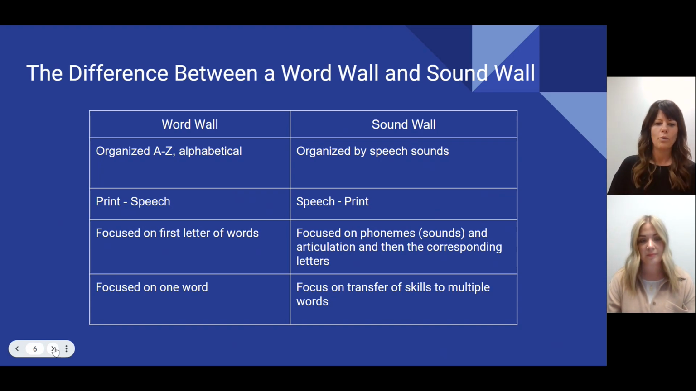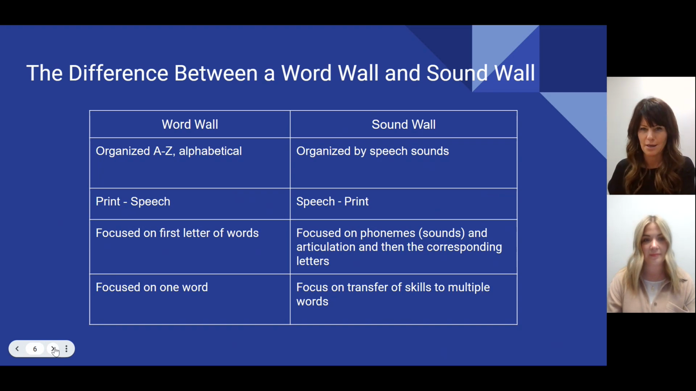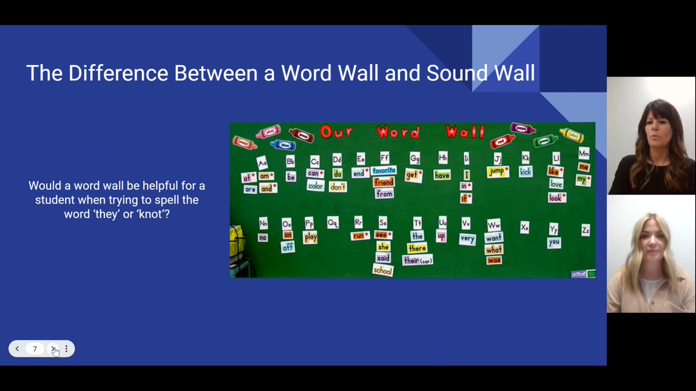Okay, with a word wall, we're focused on kind of memorizing that one word, right? With a sound wall, we're focused on the sounds, the corresponding letters, and therefore we can transfer those skills to multiple words as opposed to memorizing one word at a time and not really understanding why certain words look certain ways, right? So when we think about a word wall, this is sort of a visual I found online of a typical word wall that we might have in our classroom. And we think about some of the words that might be tricky on a word wall to look up.